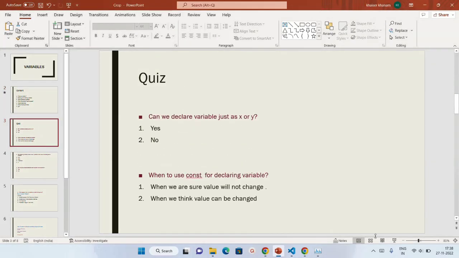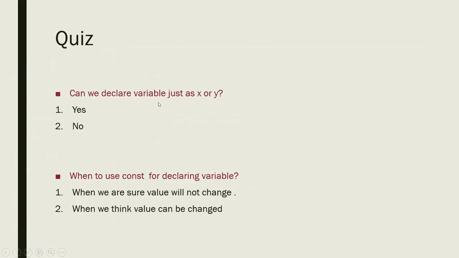And now finally we are going to see the quiz. Let me just show you this one. Can we declare a variable just as x or y? I have already shown you. It can be age, it can be descriptive names, or it can be just x, y, z, a, b, c, d, anything. So the answer will be yes.